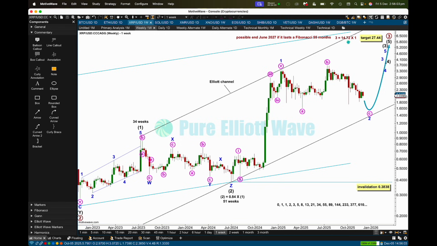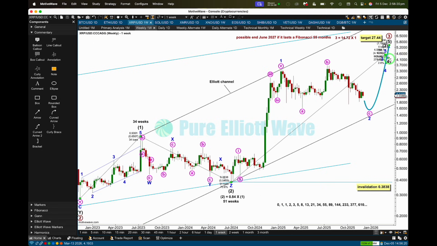14.72, you may have just remembered that from the monthly time frame. This is not a Fibonacci ratio. This is the ratio of a big third wave to a first wave in XRP's price history. If we see that again, this third wave could end about 27.44. It won't move in a straight line. There will be bear markets along the way.